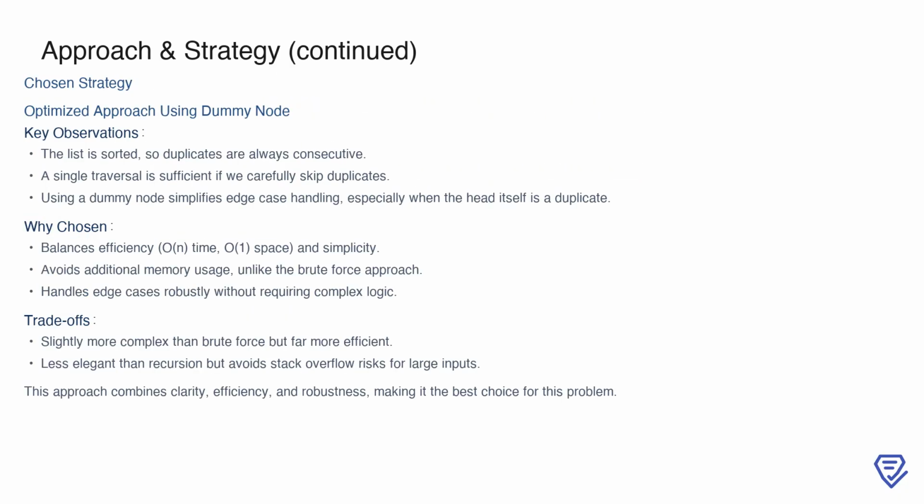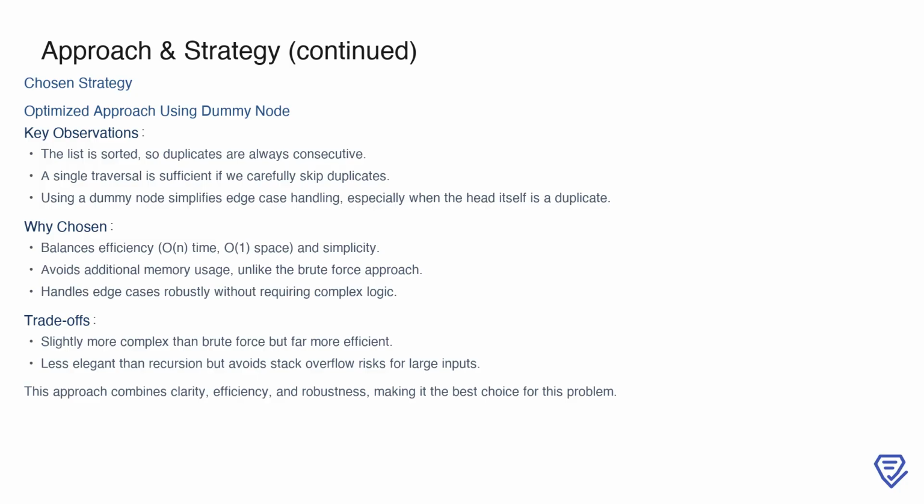The chosen strategy for this problem is the optimized approach using a dummy node. This method leverages key observations about the problem. Since the list is sorted, duplicates are always consecutive, and a single traversal is sufficient if duplicates are carefully skipped. The dummy node simplifies handling edge cases, particularly when the head node itself is a duplicate. This approach strikes the perfect balance between efficiency and simplicity, offering O(n) time complexity and O(1) space complexity.